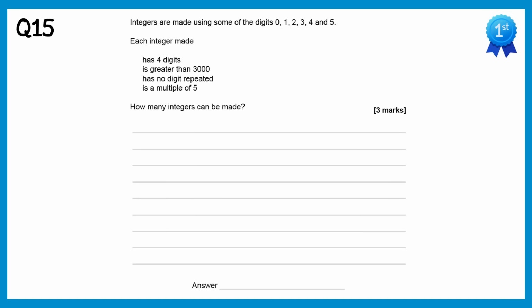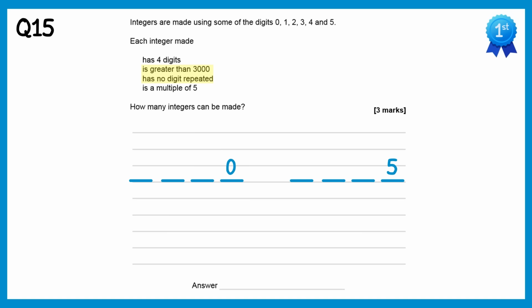In this question, we're making 4-digit numbers. We're also told that the numbers must be multiples of 5, in which case there are two possibilities. The number could end in a 0, or it could end in a 5. We'll treat these as two separate cases. We'll first look at when it ends in a 0. Now we're also told the number must be greater than 3000 and have no repeated digits.